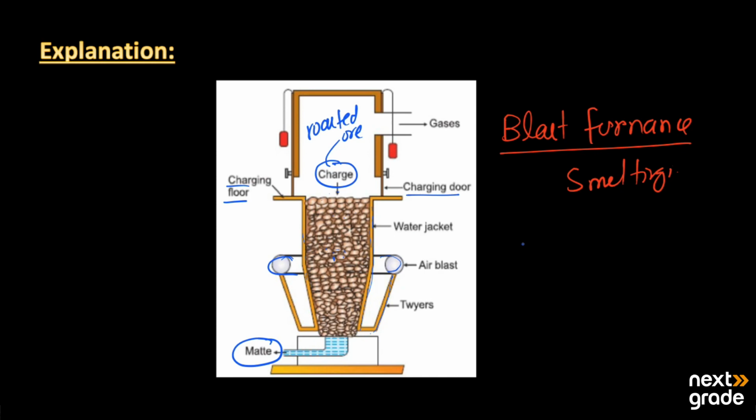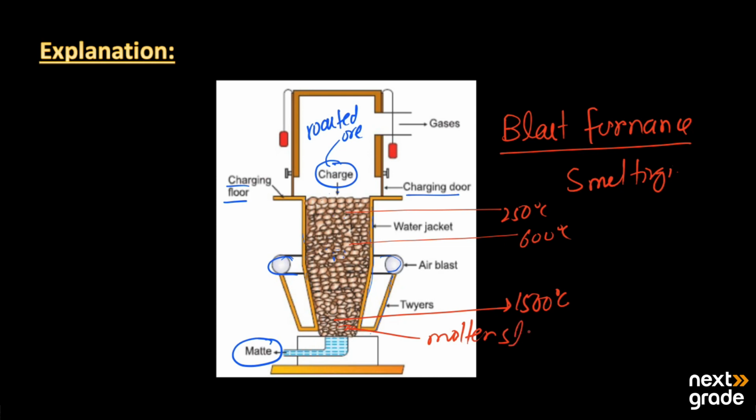And what is the temperature there? In the first zone the temperature is kept at 250 degrees Celsius. Then here the temperature is 600 degrees Celsius, and at the top the temperature may reach 1500 degrees Celsius. And here we also gain the molten slag, and from the hole present there we gain the copper from the blast furnace. So this is the simple process of smelting and the transfer section of the blast furnace.